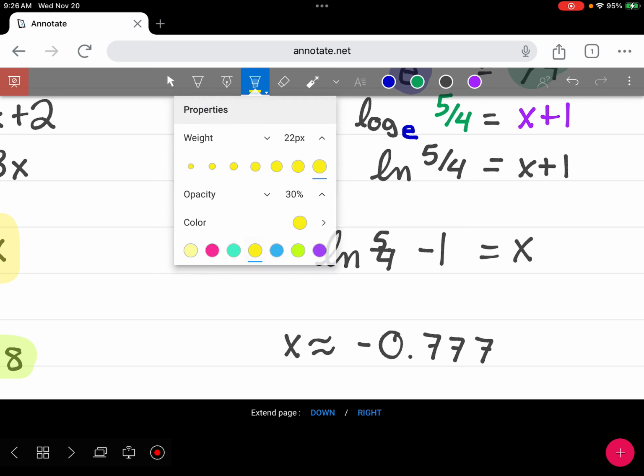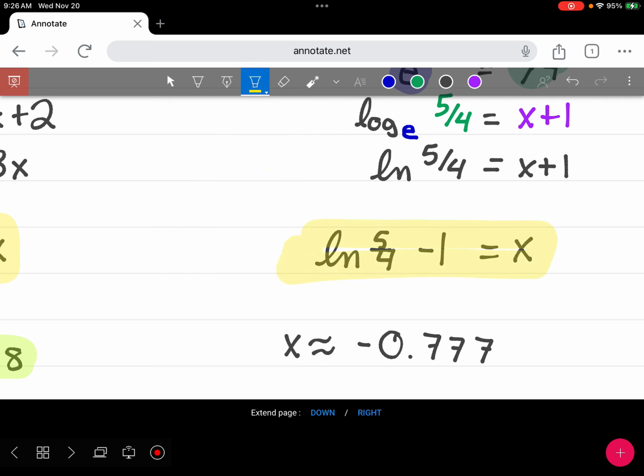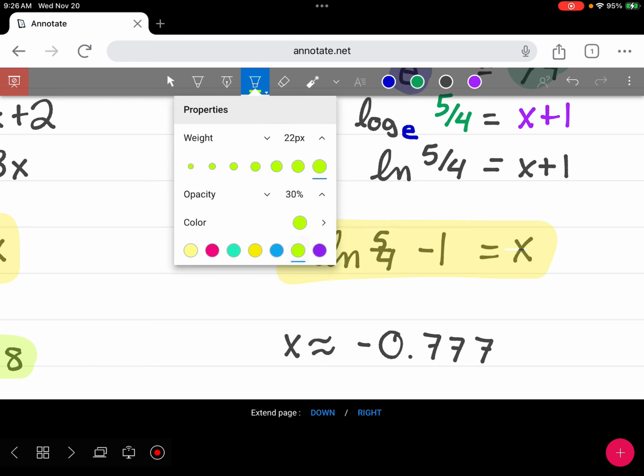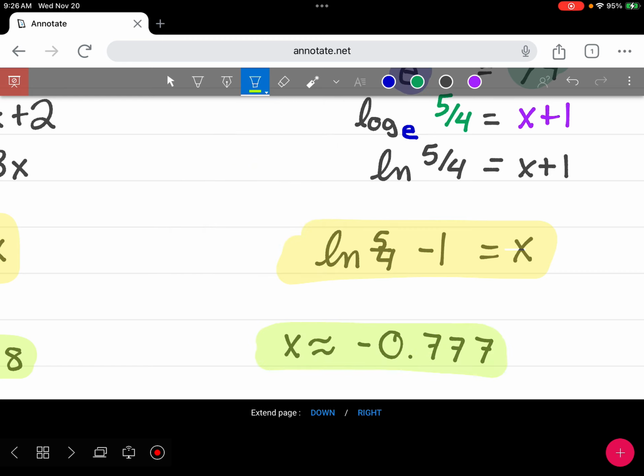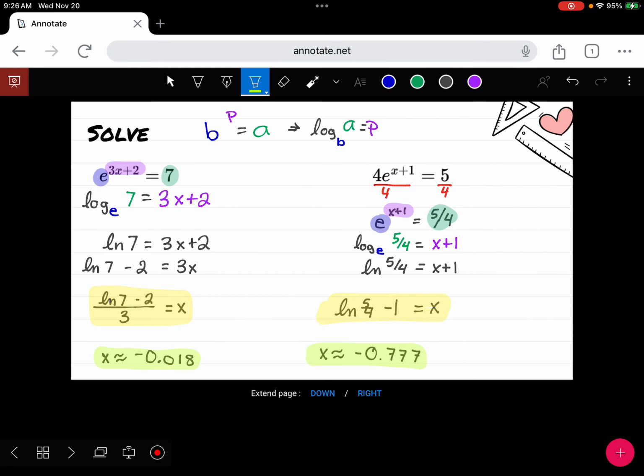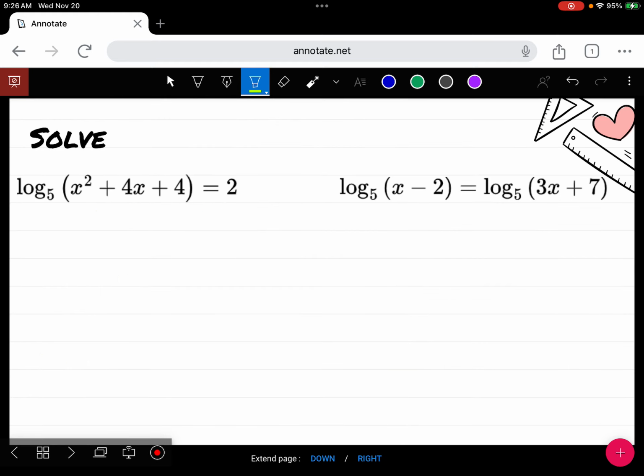So again, when in doubt, you can leave it in the log form. Only if we need to, by request, do we do the decimal approximation. So upon request, we get the decimal. Questions on either of these two? Okay. We're going to have some funkier looking solving things.